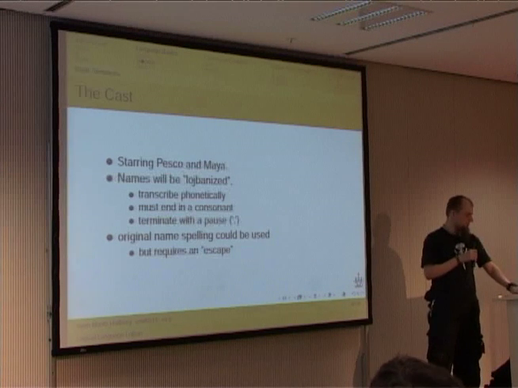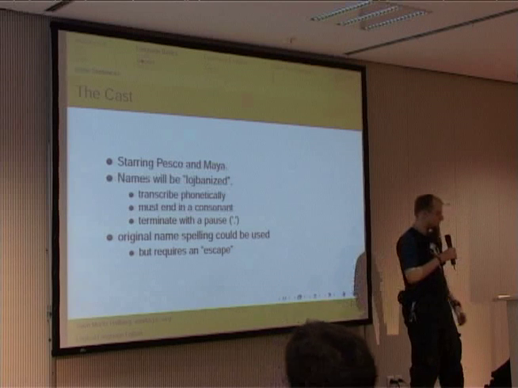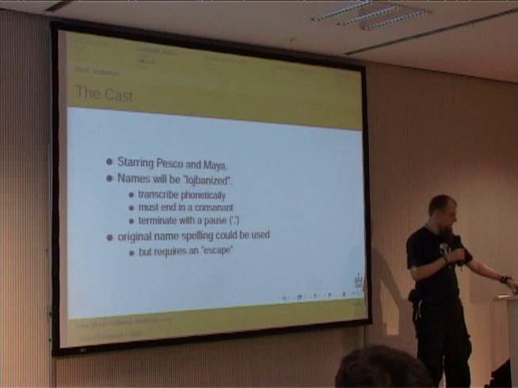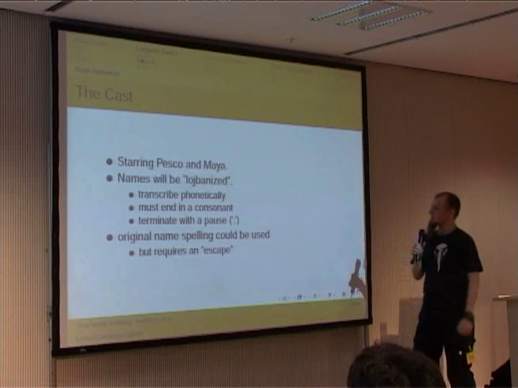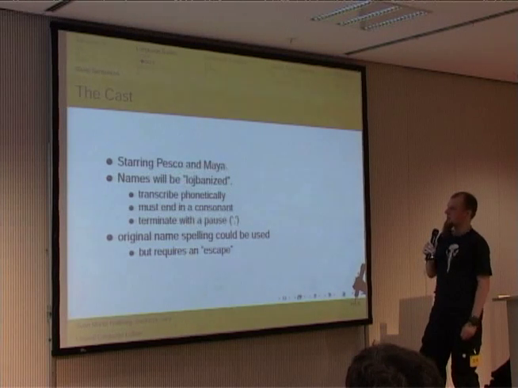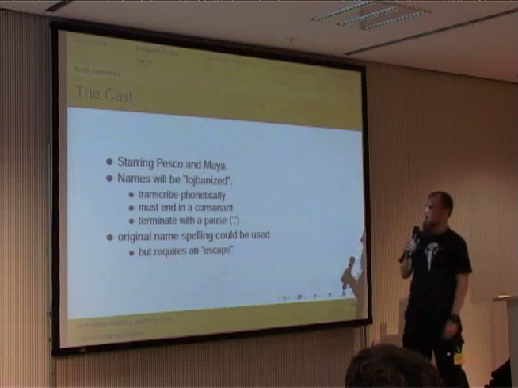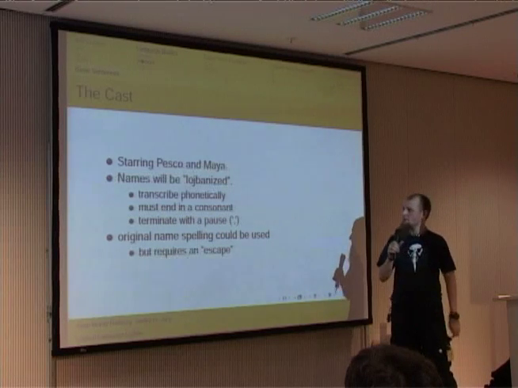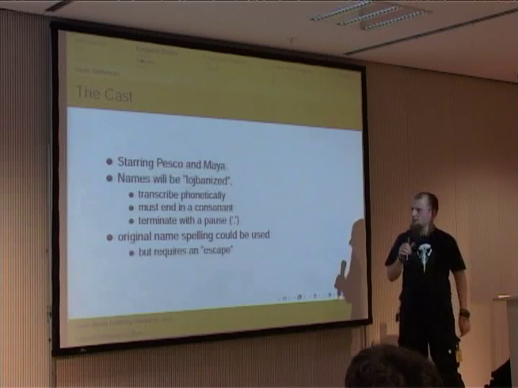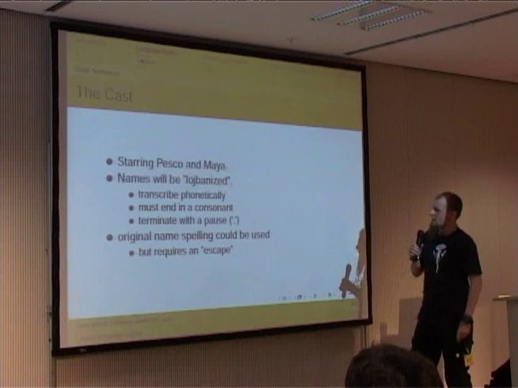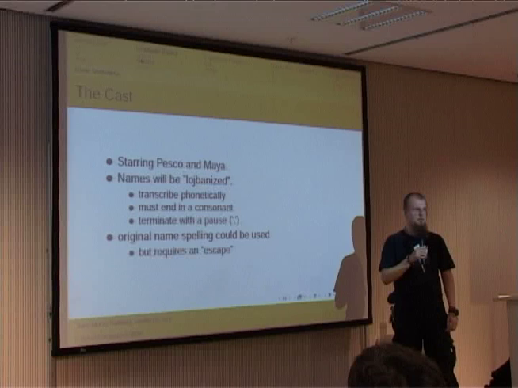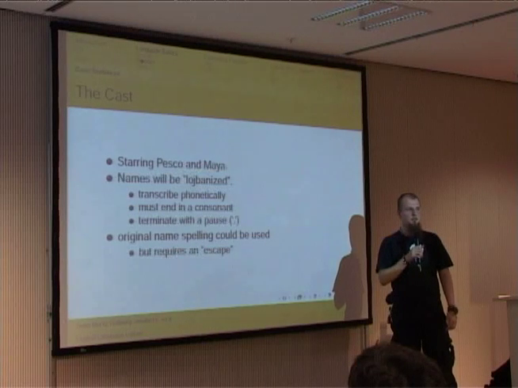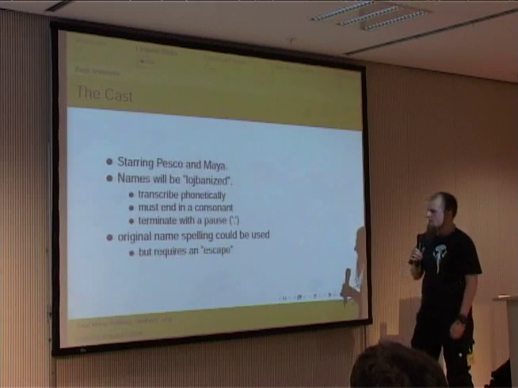So, we need some words, of course, to make a real Lojban sentence. First, we need some objects or subjects, which will be persons in this case, because it's very easy to use names. So the cast is Pesco and Maya. Pesco, that's my nickname, and Maya is in the audience. To use these names, we'll Lojbanize them. This is necessary to make the grammar unambiguous.